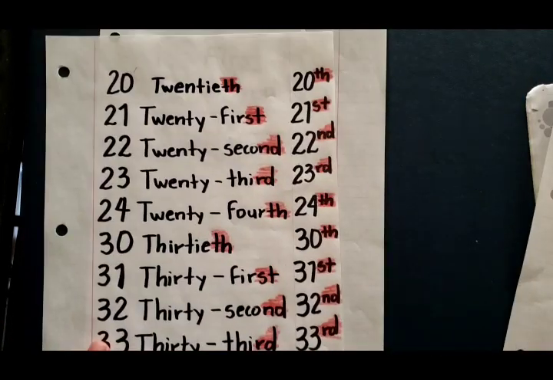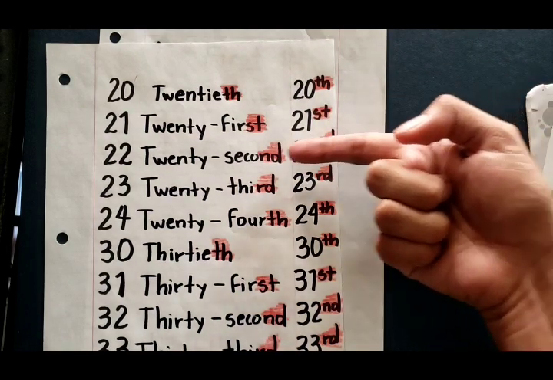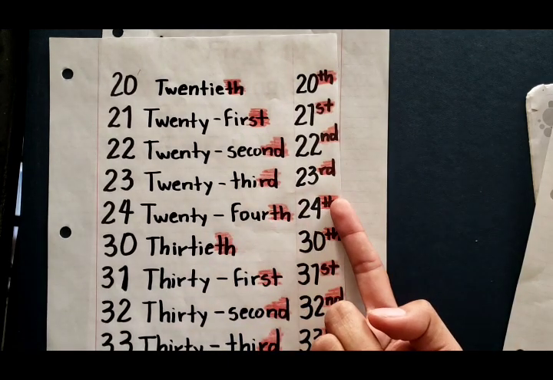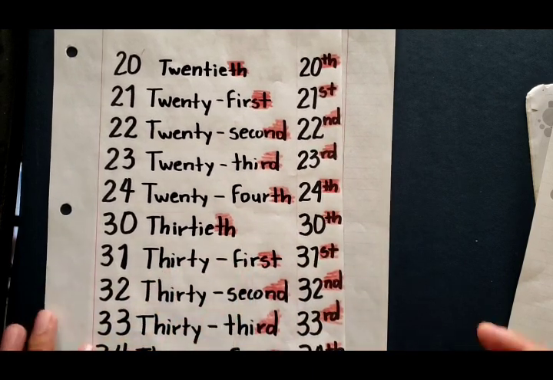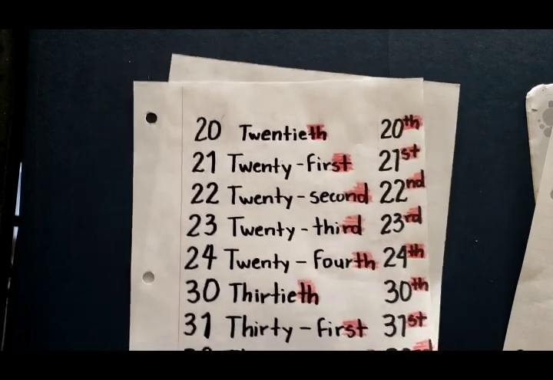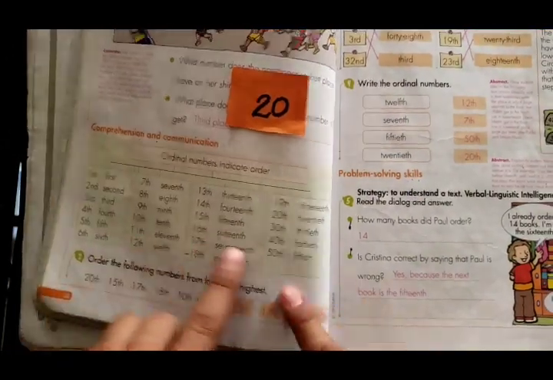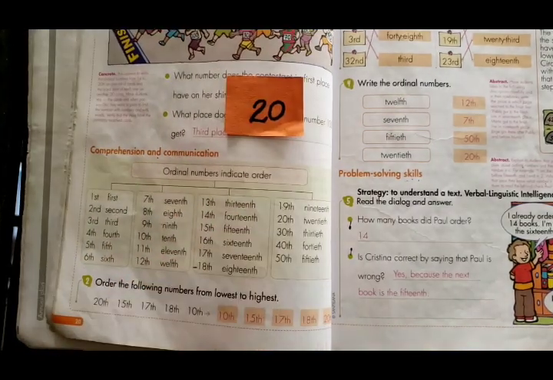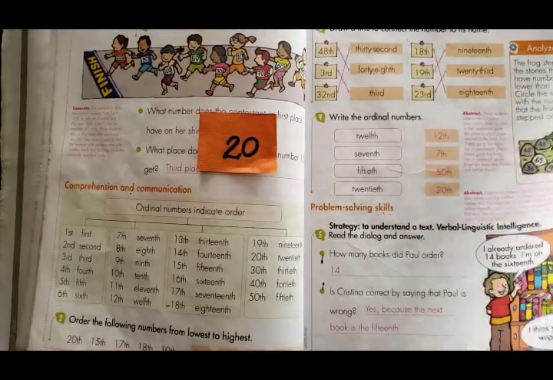Okay, the same goes with these ones. 21st, ST, 22nd, ND, 23rd, RD, 24th, TH, and so on. 31st. So those are the rules that you need to follow to create ordinal numbers. As I told you before, you can find the topic on page 20. Here you have the writing of ordinal numbers. And as you may read here, ordinal numbers indicate order. Okay, try to complete these 2 pages. And if you have any doubt, let me know it.